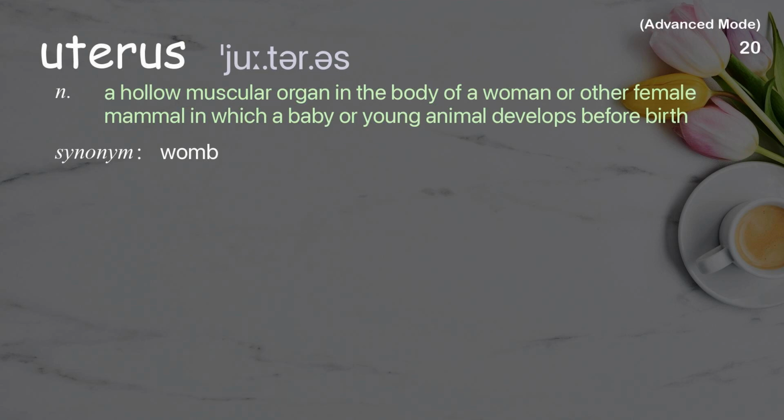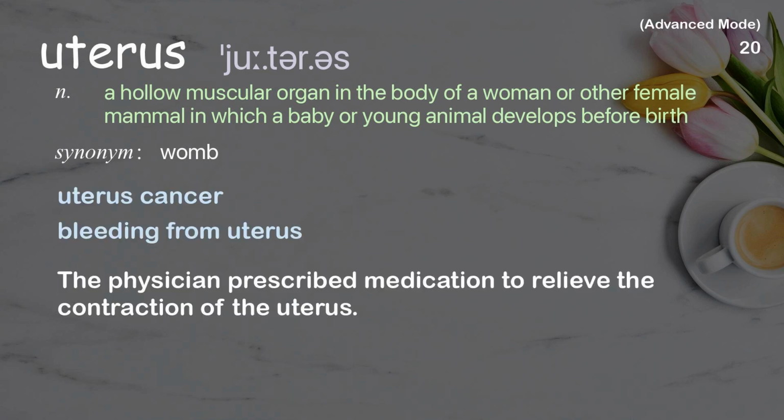Uterus. A hollow muscular organ in the body of a woman or other female mammal in which a baby or young animal develops before birth. Examples: Uterus cancer, bleeding from uterus. The physician prescribed medication to relieve the contraction of the uterus.